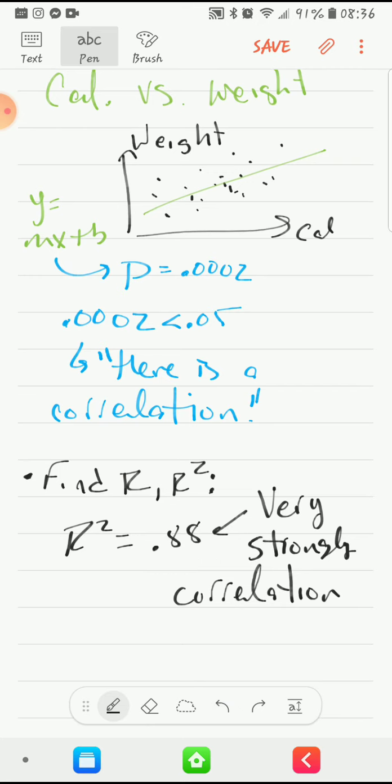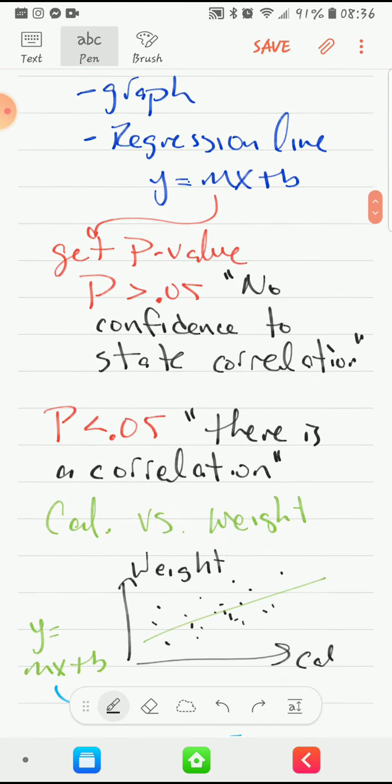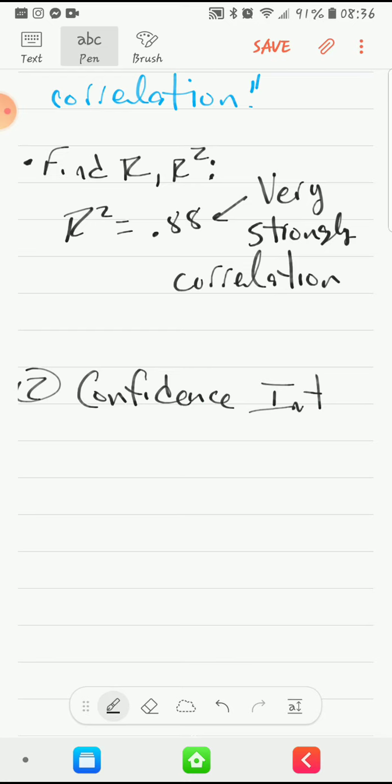So they don't have to match up with each other. So that's the R regression. It compares the correlation between two data sets. Number 2, confidence intervals. All right. I'll do the T-test. There's the T-test and Z-test, but we're just going to talk about the T-test.